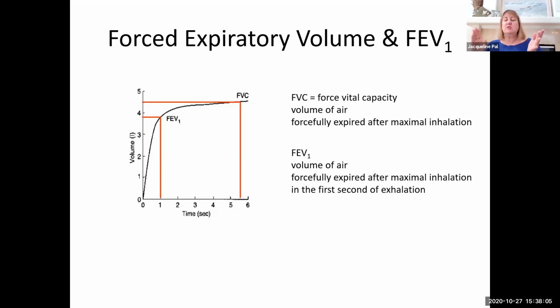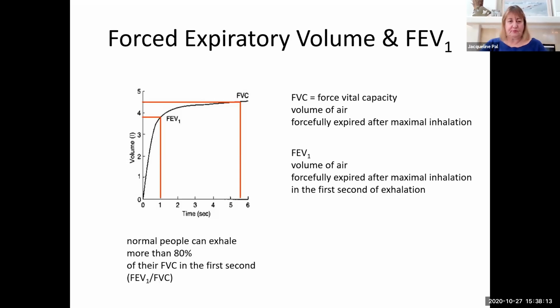So we have these two numbers, which are volumes that we can measure, and then we can take a ratio between them. What we know is that people with normal lung function can exhale more than 80% of their FVC in the first second. So if we look at the volume for the FEV1 divided by the FVC, that is going to be 0.8 or higher, and that's the normal value.